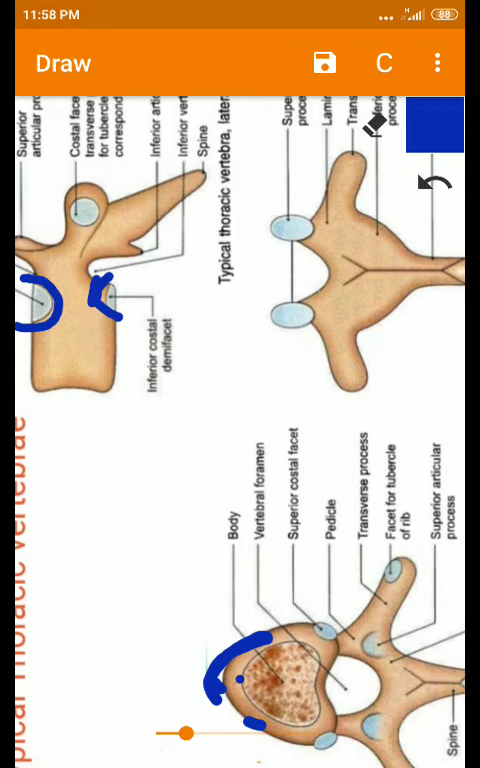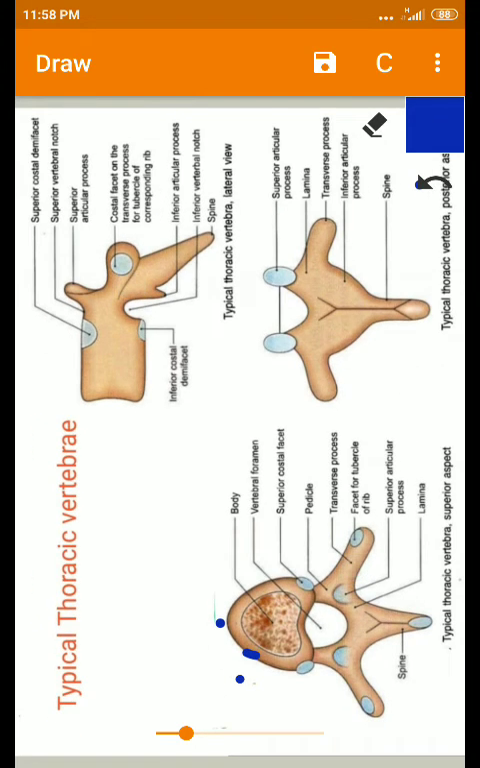So capsular ligament and also radiate ligaments of costovertebral joints. These are the attachments present on the body: upper and lower borders, and also anterior surface and also margins of the costal facets. Again we will see what are the attachments.